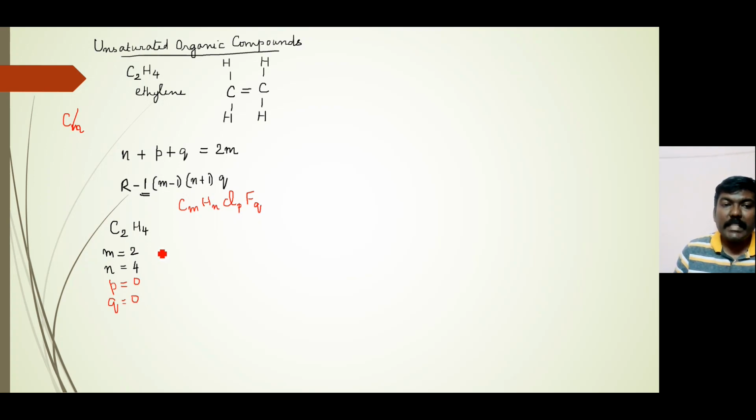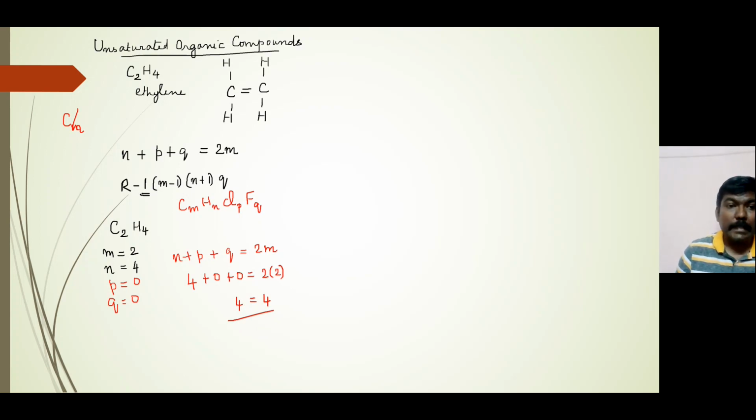Okay, so once we know this, let's see whether this particular equation is satisfied. N plus P plus Q is equal to 2M. The number of hydrogen atoms that we have is 4. This is 0 and this is 0. The number of carbon atoms that we have is 2. So 4 is equal to 4. So that is how we find that it is an unsaturated organic compound.